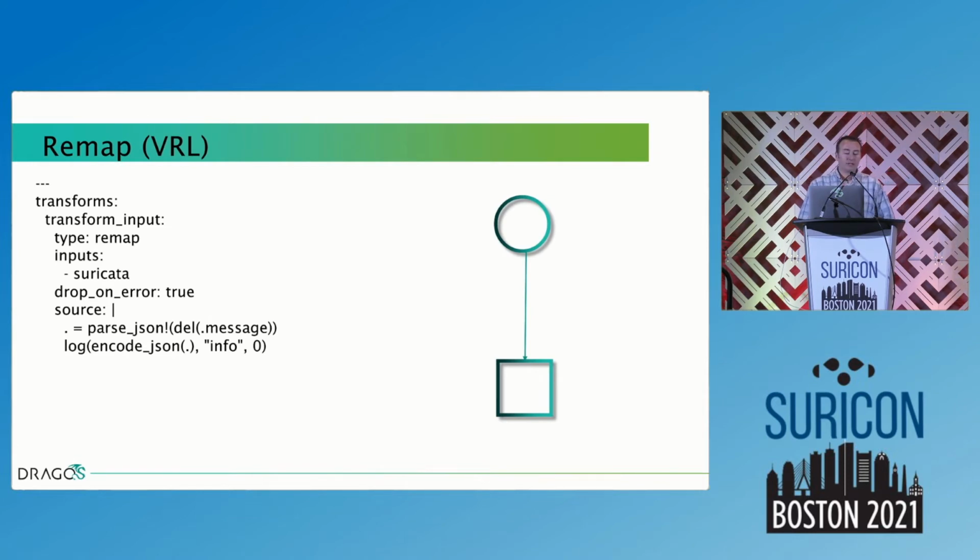The first transform we can do is the remap, like I was talking about, the Vector Remap Language. In this case, it's a Rust-like syntax. So here's a very simple one. We just have this message coming from Suricata, parse it as JSON, log it out. Nothing too crazy there. It's pretty much a one-to-one. It's a stateless transform, so every event just gets turned into something else.